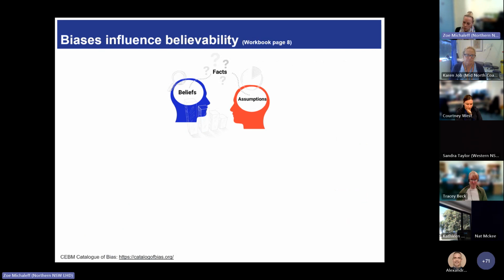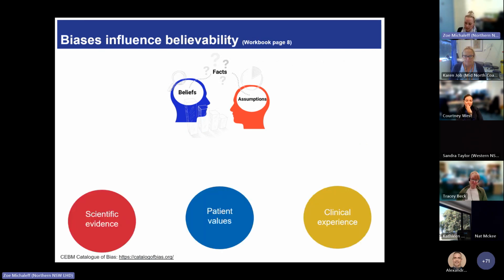So if we were to collect information from only one of these 3 key sources, it's likely going to result in a biased or flawed decision and probably won't end up providing the best outcome for our patient.